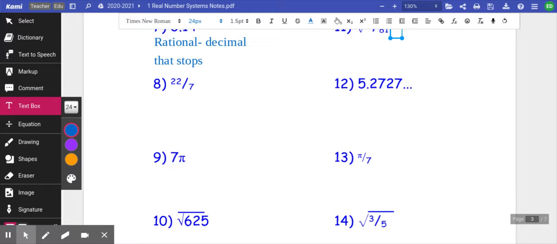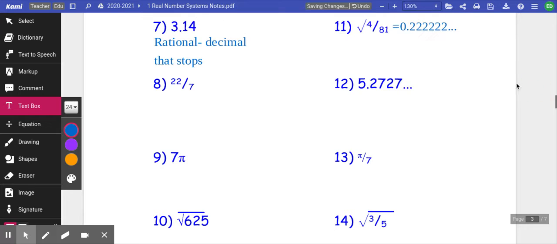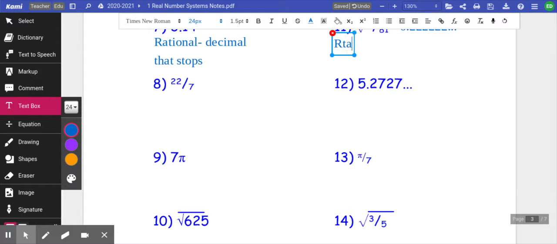Of course, though, we want to make sure that we write it down. We don't want to not write our answer, because if we're going to use the reasoning that it's a repeating decimal, somewhere on my paper I have to have a decimal. So this is going to be rational because it's a repeating decimal.